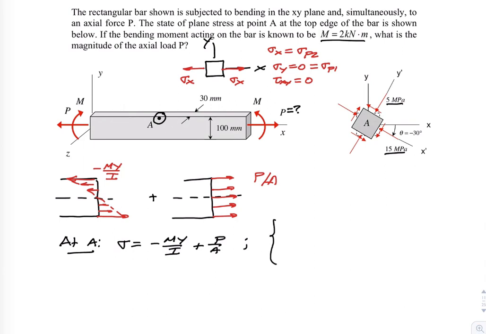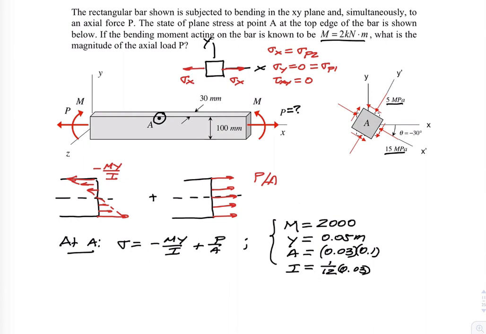And now we'll give the numbers. It's given up there that the bending moment M is equal to 2,000 Newton meters. We can see here that the y for point A is 0.05 meters. The cross-sectional area is just b times h, so that's 0.03 times 0.1. And the second area moment is 1/12 b h cubed, so that's 0.03 times 0.1 cubed. So you can do the numbers there to calculate out A and I.